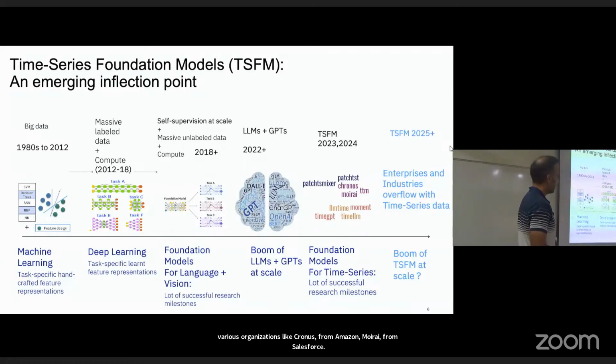IBM has a state-of-the-art model, which I'll discuss. Tiny Time Mixer and PatchTST Mixer are again foundation model architectures. So a lot of development has happened in 2 years, and in 2025 and beyond, what we are expecting is for enterprises and use cases to use some of these models and derive value out of them, right?